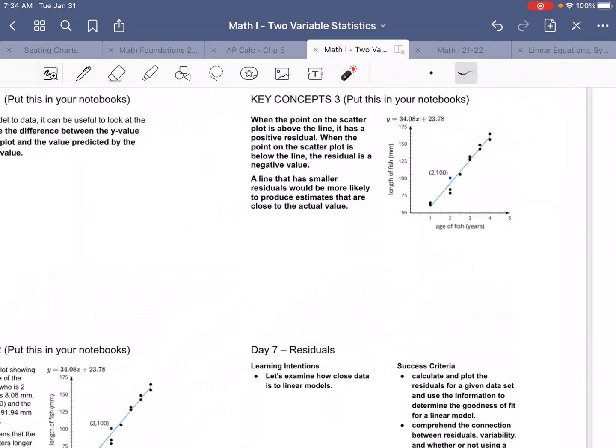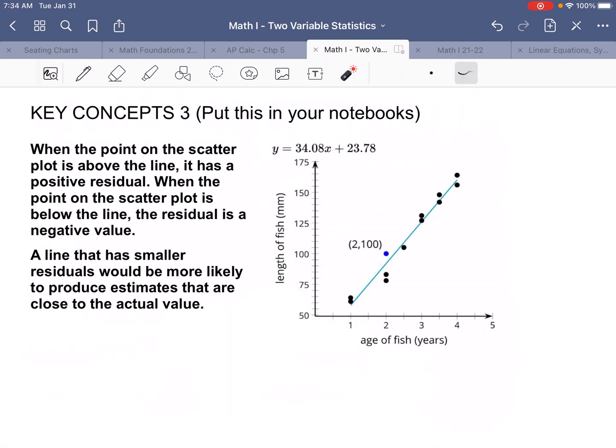Now, finally, you always take the y coordinate for your point and then subtract what it would have been for your linear model. When the point is above the line, we end up with a positive residual, because obviously you're going to have a bigger number minus a smaller number. But when the point on the scatter plot is below the line, we still take this y value minus what was predicted. So a smaller number minus a bigger number would give us a negative value.